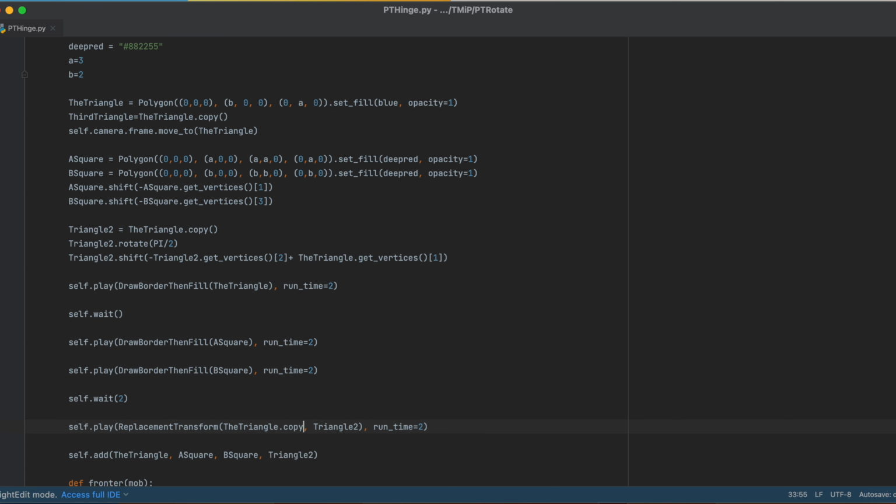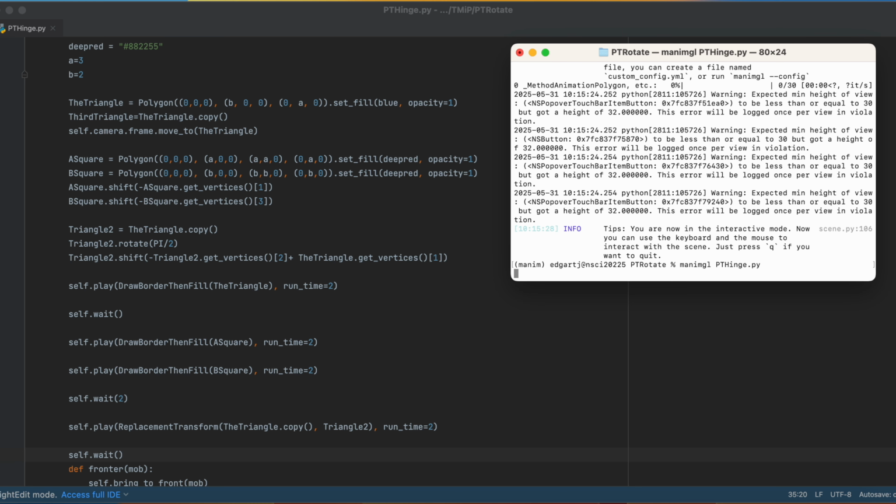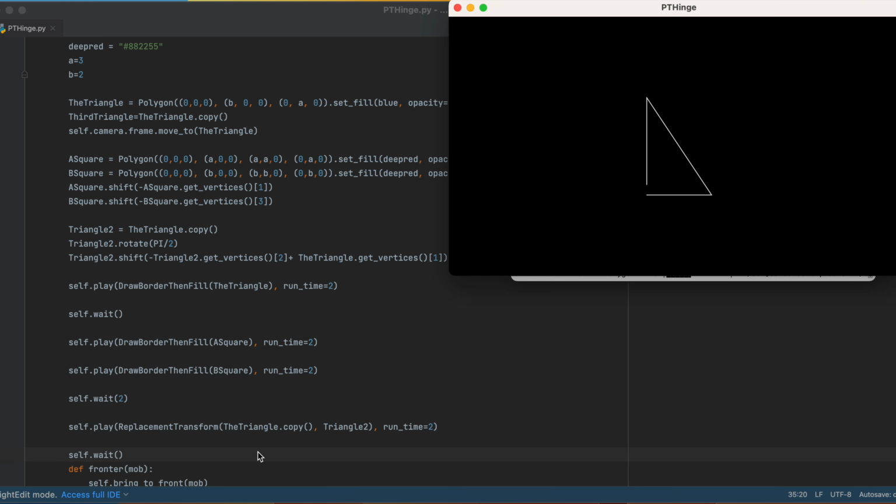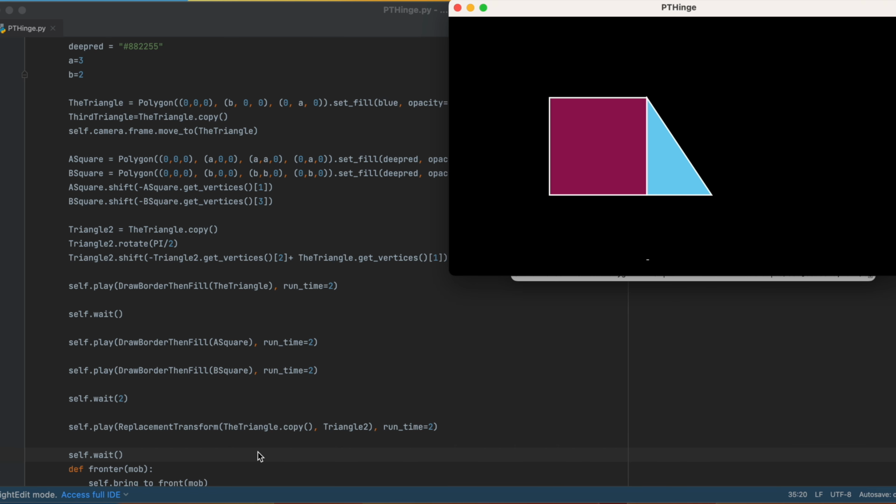So you can just create a copy right here, and it'll take a copy of the triangle and then morph it into that triangle 2. So self.wait. Let's see what this looks like now when it gets started. So we drew our triangle and filled it in. Then we drew our A by A square and filled it in. And we draw our B by B square and fill it in.